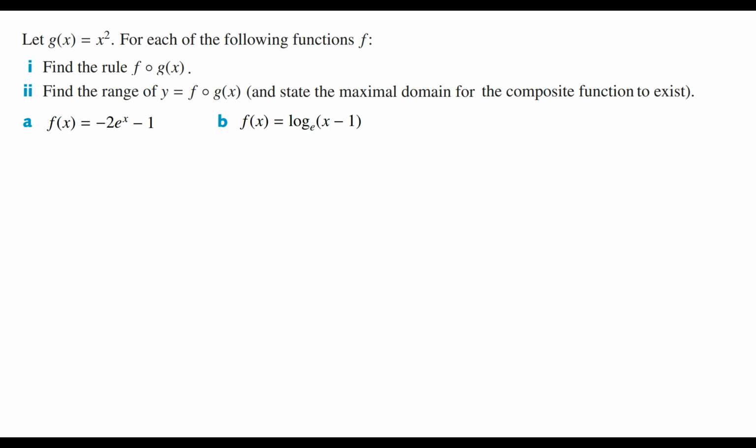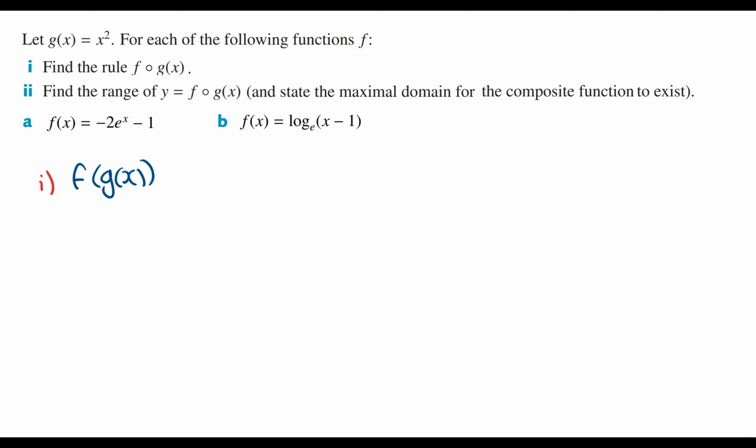Let g of x equal x squared. For each of the following functions f, find the rule of f of g of x, and find the range of y equals f of g of x, and state the maximal domain for the composite function to exist. Part A. f of x equals minus 2 e to the x minus 1. Part 1. Find the rule of f of g of x.